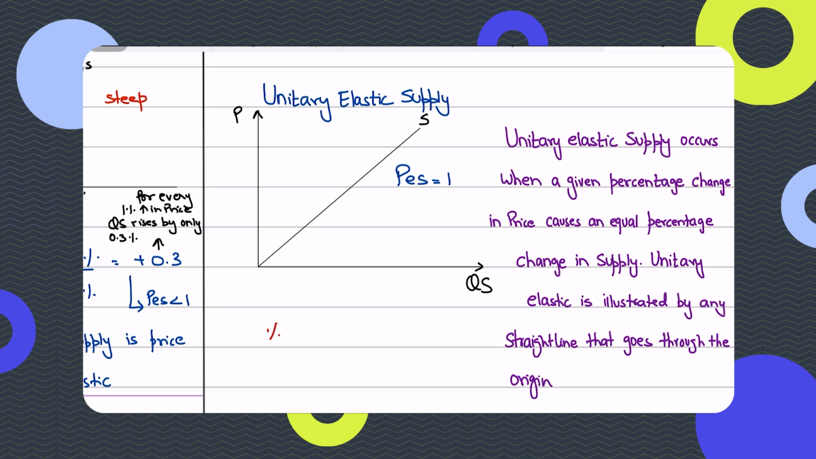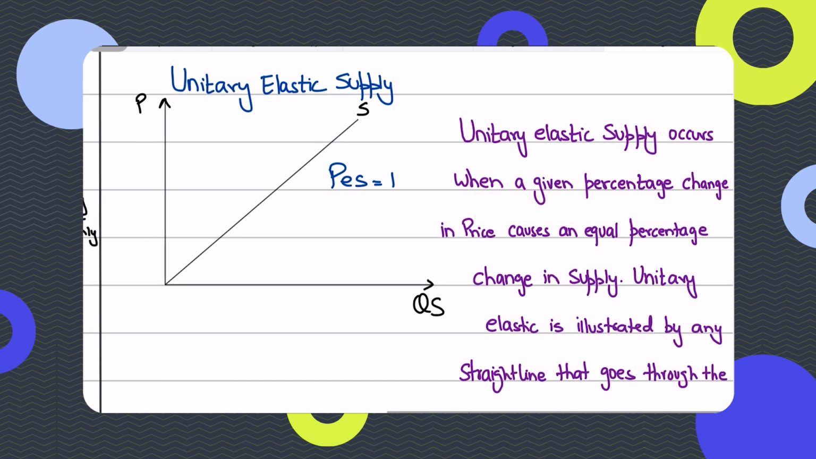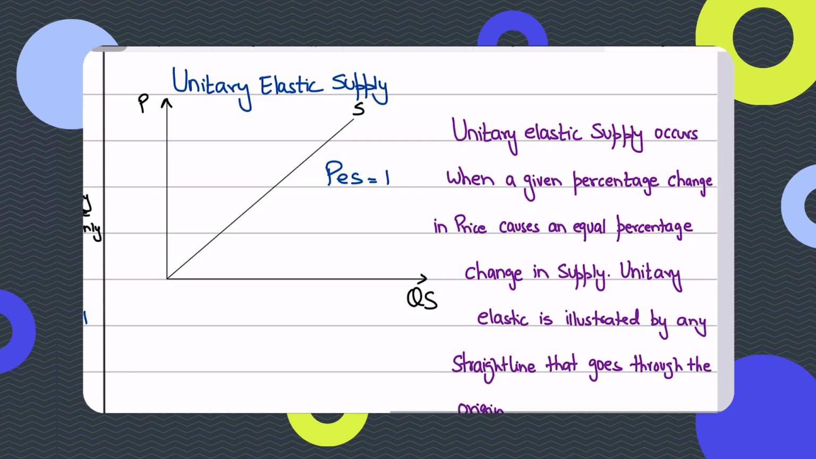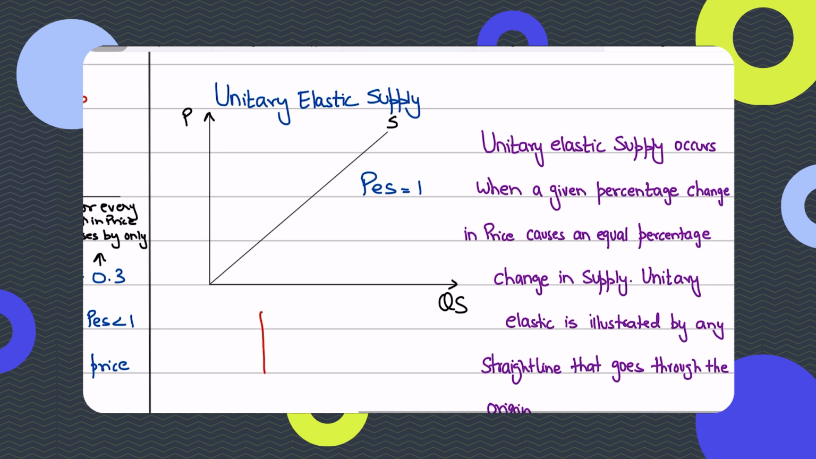If you put it in the formula, the percentage change in quantity supplied divided by the percentage change in price, then if the price goes up by 10%, let's say, the quantity supplied will also go up by 10%. So PES equals 1. Unitary elastic supply occurs when any given percentage change in price would cause an equal percentage change in supply. You illustrate a unitary elastic supply curve by any straight line that goes through the origin.